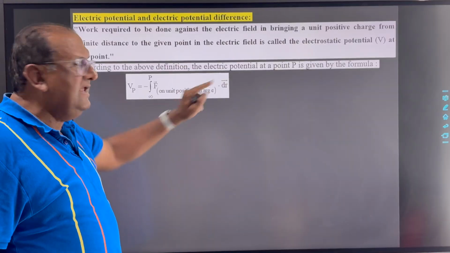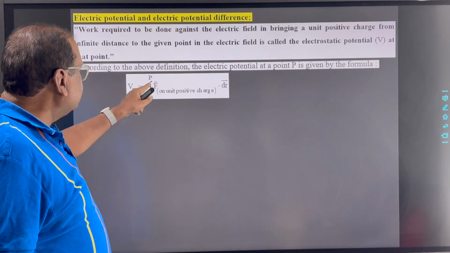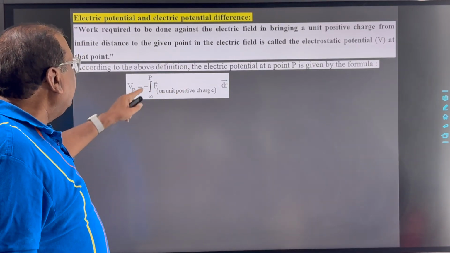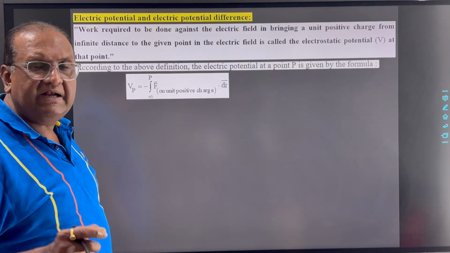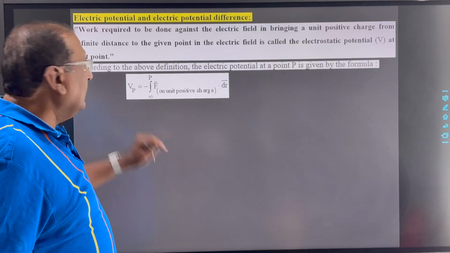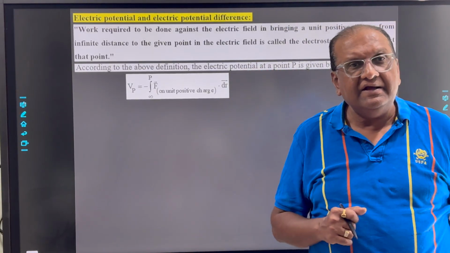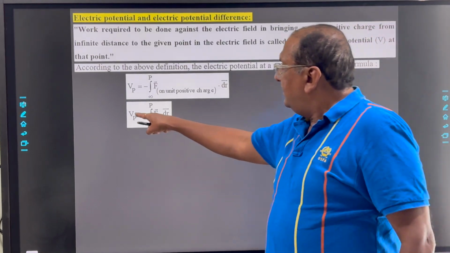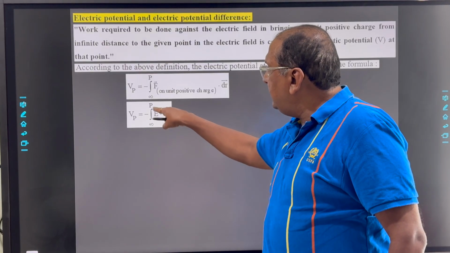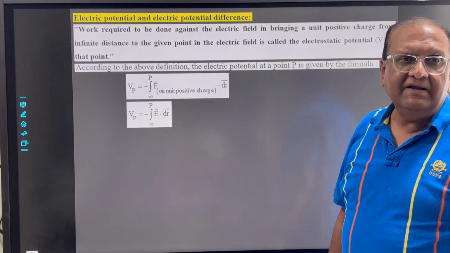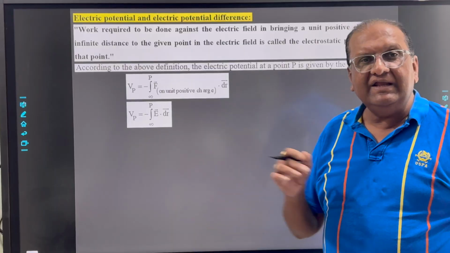So F dot dr, force into displacement, that is the work done. Force, that is on unit positive charge, is brought from infinity to point P against the field, so a negative sign is introduced. But force on unit positive charge, as per definition, is the electric field. So we can write electric potential at point P as minus integration infinity to P E dot dr. This is the electrostatic potential at point P in the given electric field.